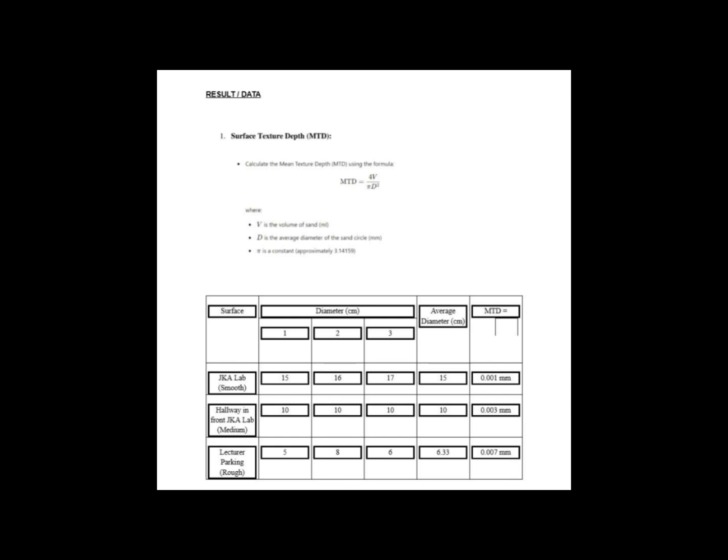This can be explained because the smooth surface has very little gaps in between, very little spaces in between, and that allows the sand to spread smoothly without any disruptions, which means that the smooth surface is smoother. And if we look at the rough surface, it gives us an MTD of 0.07 with a very short diameter compared to the smooth diameter, which is 15 cm.